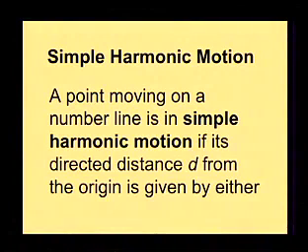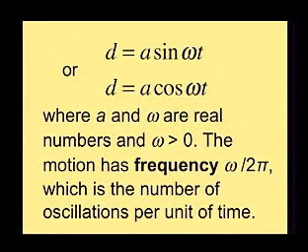A point moving on a number line is in simple harmonic motion if its directed distance d from the origin is given by either d equals a sine omega t or d equals a cosine omega t, where a and omega are real numbers and omega is greater than 0. The motion has frequency omega divided by 2 pi, which is the number of oscillations per unit time.